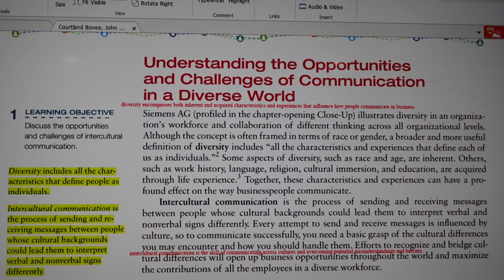We begin learning objective 1. Understanding the opportunities and challenges of communication in a diverse world. Note down the heading. Oh, don't sit like this. No, no, no. This is a lazy sitting. Look what she has done. She has put her arms inside the sweater now.